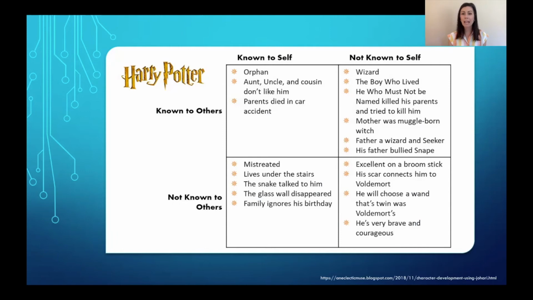In his blind area, for a while, Harry was not aware of the fact that his mother was a Muggle-born witch. That's an example. And then in the hidden area, something that Harry did not expose is that he's mistreated and lives under the stairs. Now, here's a couple examples from the unknown area on the bottom. Harry is unaware that he is brave and courageous and that he is excellent on a broomstick. Other people do not know those things, and Harry himself did not know.